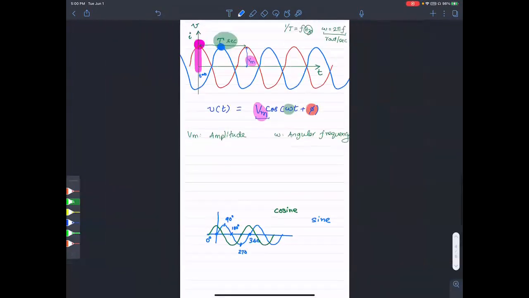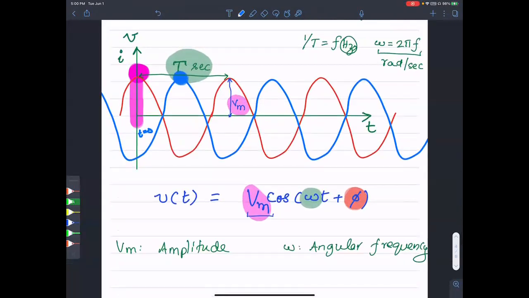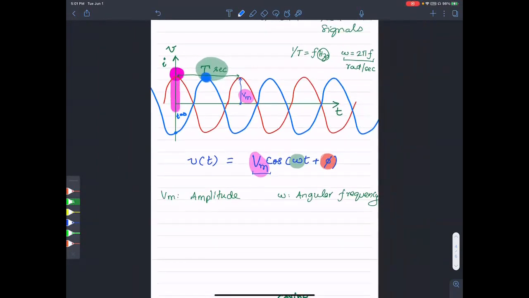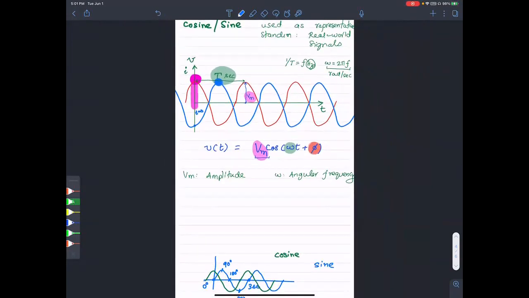So the idea is this notion of left and right shifting that is captured by phi. Okay, does that make sense? So this blue wave, for example, is not at its peak when time t equals 0, unlike the red wave. That phenomenon of left and right shifting is captured by the phase, and you can express it in terms of degrees, angle. So those are the characteristics of a sine wave.